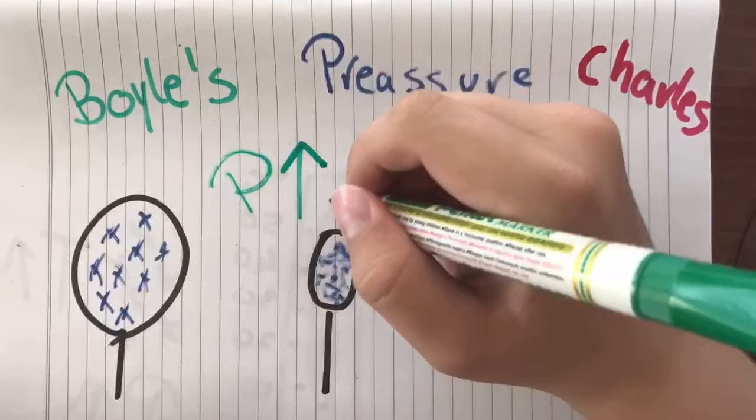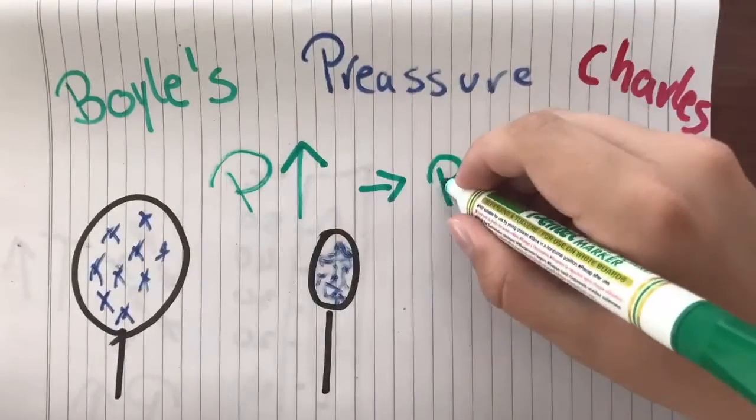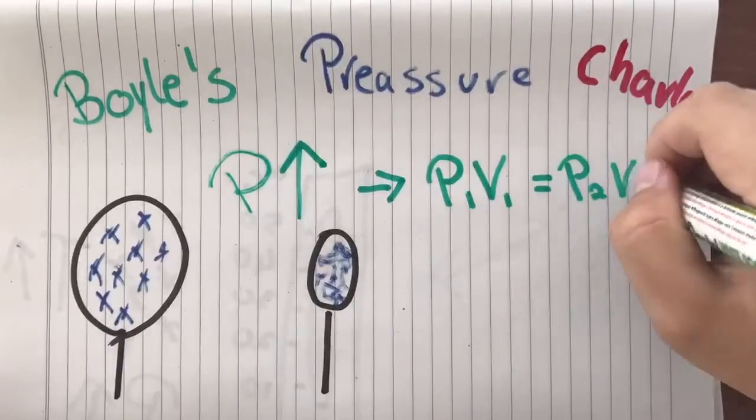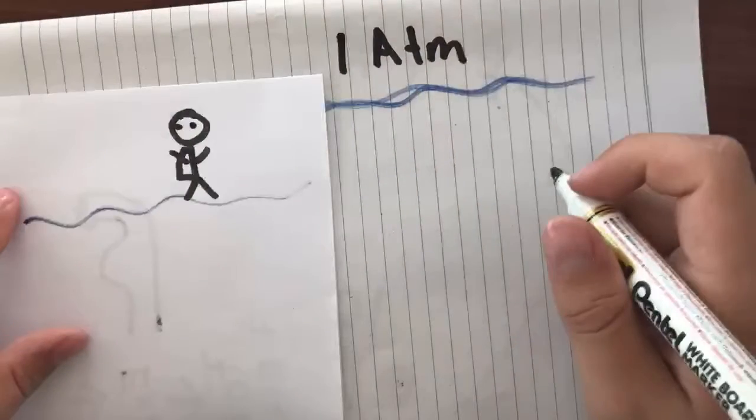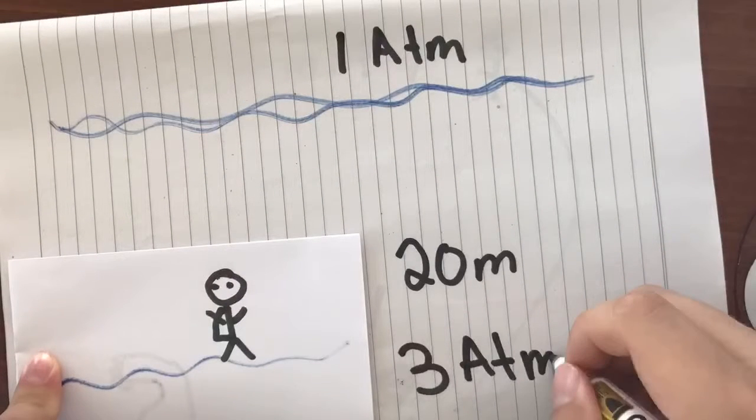This lets us deduce that Boyle's law will be pressure 1 times volume 1 being equal to pressure 2 times volume 2. This law can be illustrated with the example of a diver. While he's at the surface, there will be a pressure of around 1 atmosphere acting on him, which is around 101 kilopascal. Now, every 10 meters he descends, the volume of the water above him will increase, and thus also the pressure will increase by 1 atmosphere.